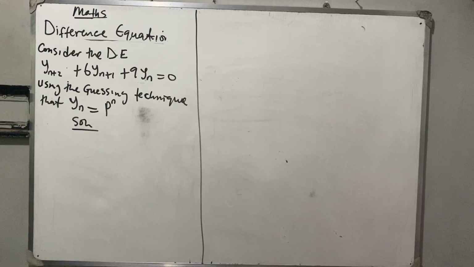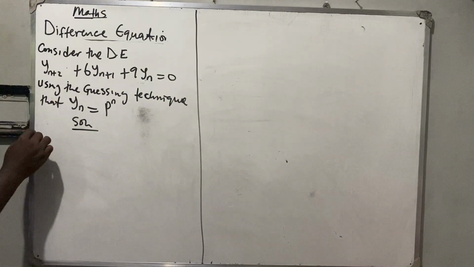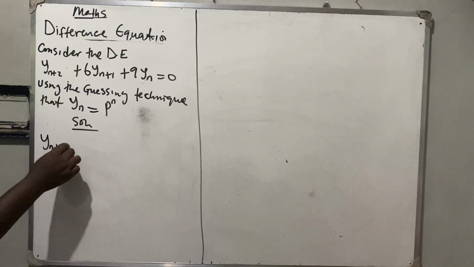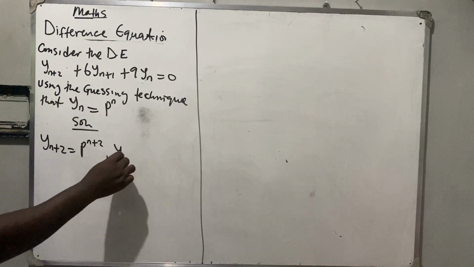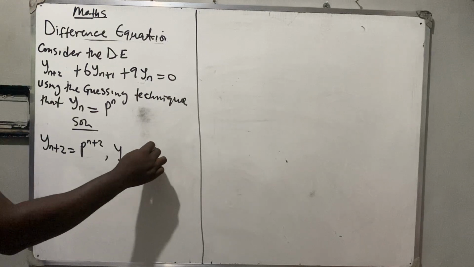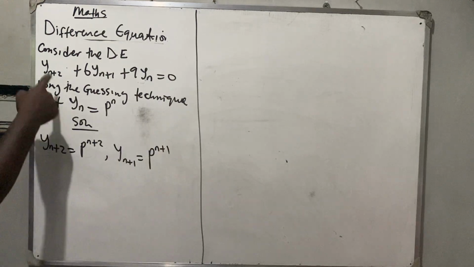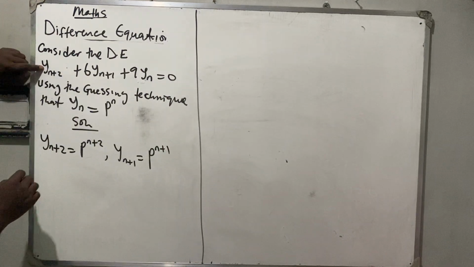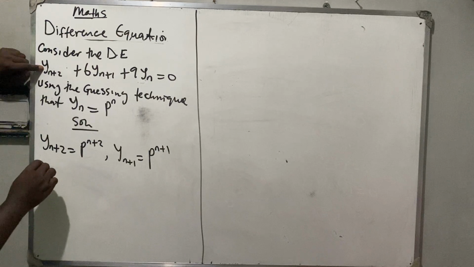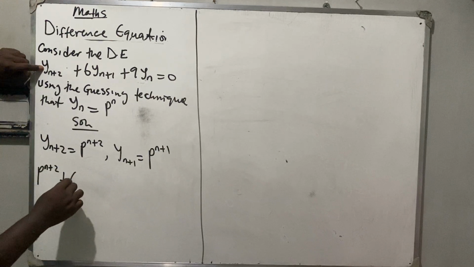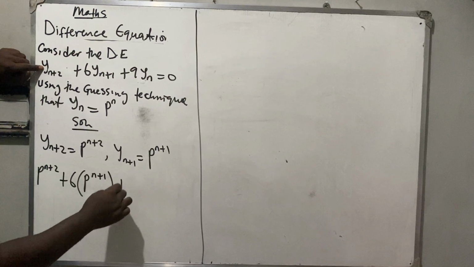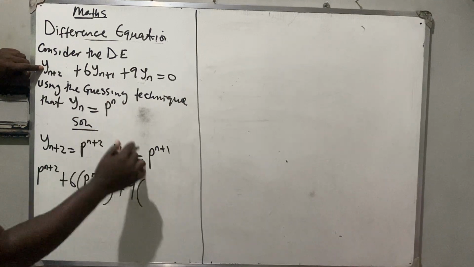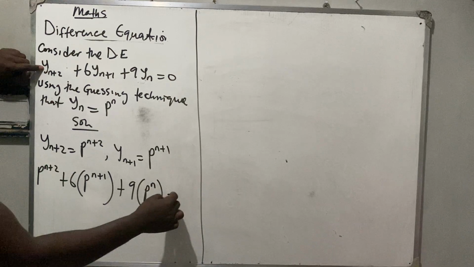Okay, so solution. Now we need our y_{n+2}, which is p raised to power n plus 2. We need our y_{n+1}, which is p raised to power n plus 1. Now let us substitute here. So this is going to be p^(n+2) + 6p^(n+1) + 9p^n = 0.